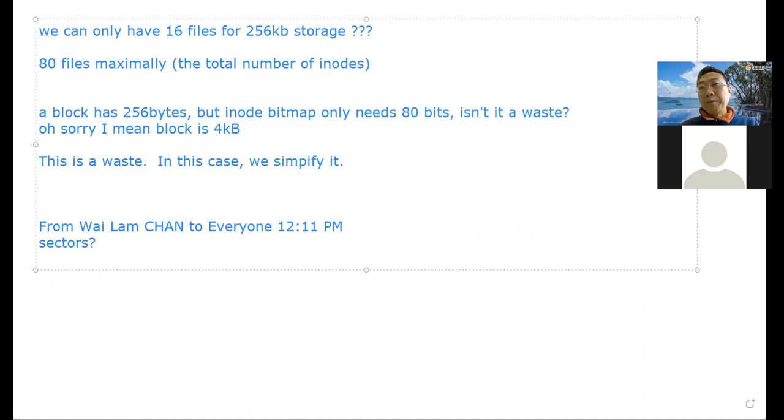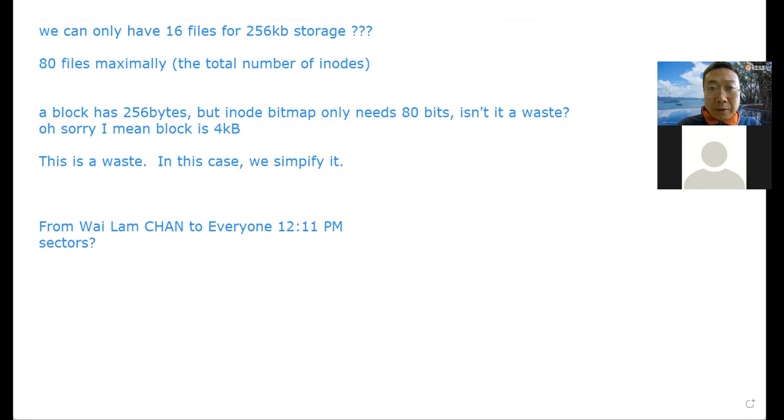In reality, we try to utilize that space. However, if we do it this way, we can easily access the data. We don't need to do a lot of calculation to find the location. So this is a kind of trade-off, but you are right. That's a waste. We should utilize that.